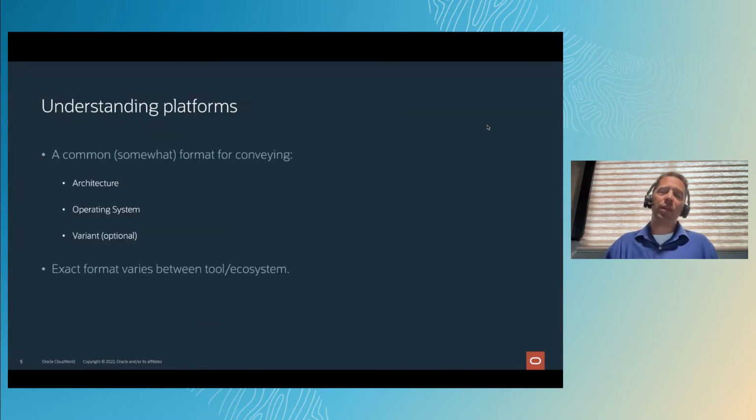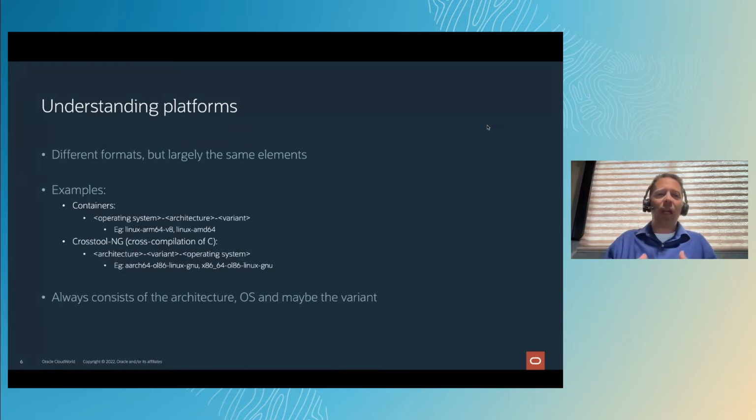Now, a platform, if you've not worked with these or heard of these before, it's good to know about just because it's a common format for conveying both the architecture, the operating system, and sometimes optionally a variant if we have that with the processor. Now the exact format, the way it's formatted, varies between tools and ecosystems. So we like to confuse things a little bit. Here are a couple of examples. For the container world, when we start talking about linux/arm64/v8, it's because it's talking about the operating system, slash, the architecture, slash, the variant.